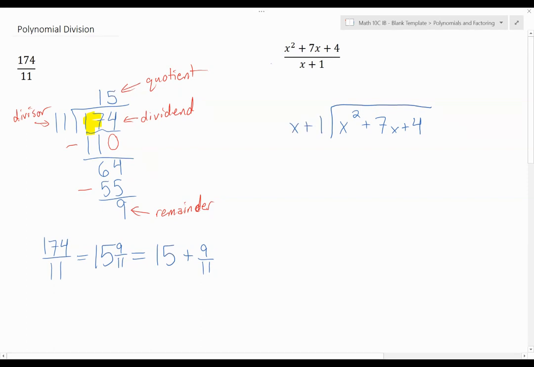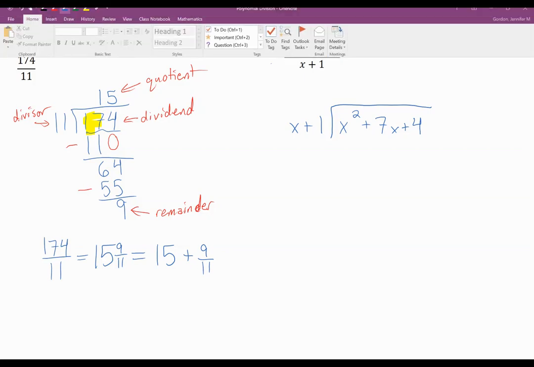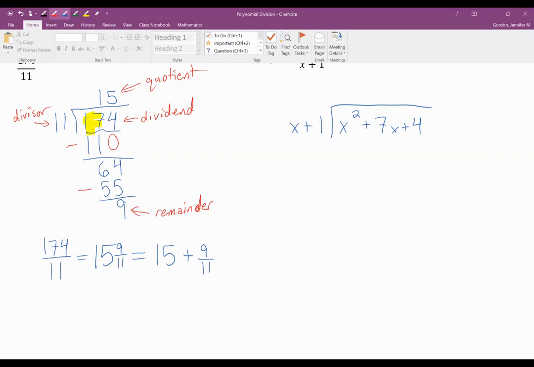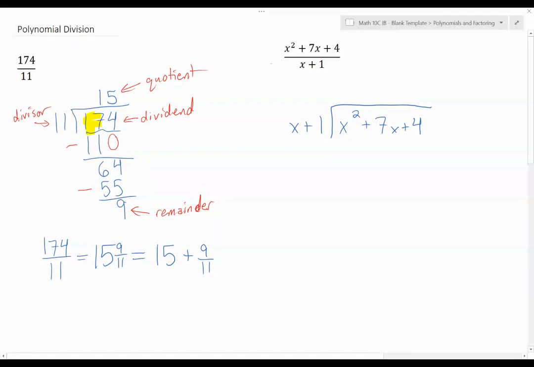And then I do the same 3 steps over and over again. So I start by dividing, then I multiply, which is going to involve the distributive property, and finally I subtract. The nice thing here is it's actually easier than it often is with numbers because I don't really need to respect how many digits stay in each place.